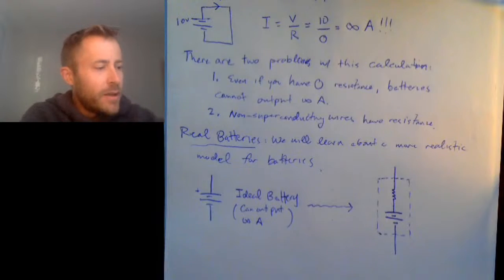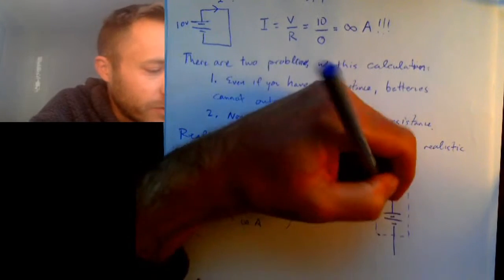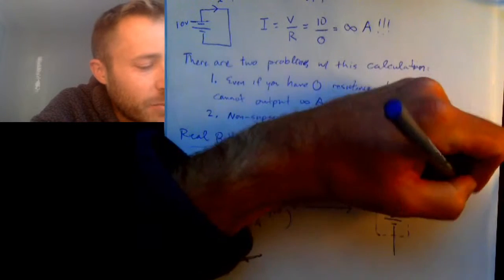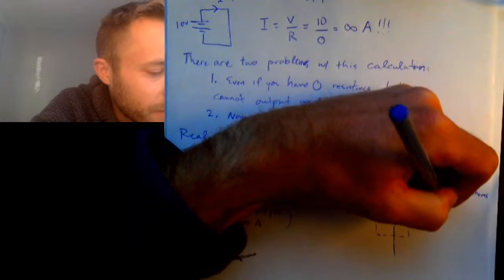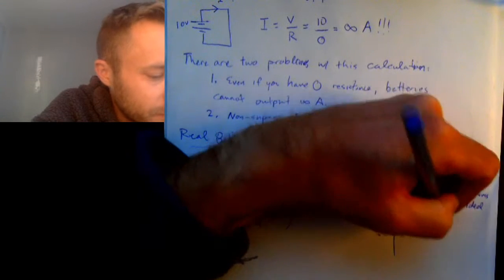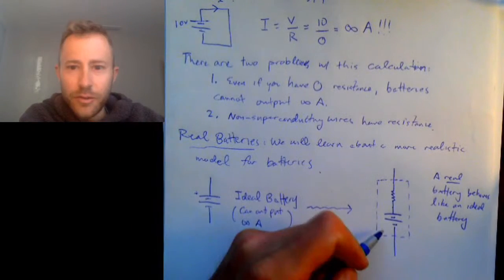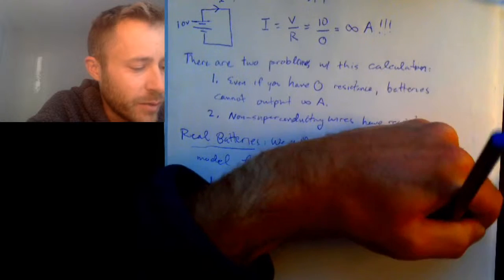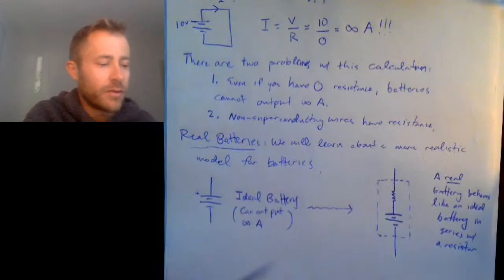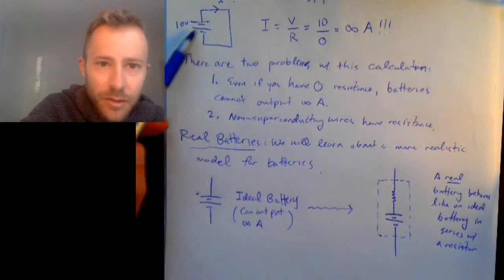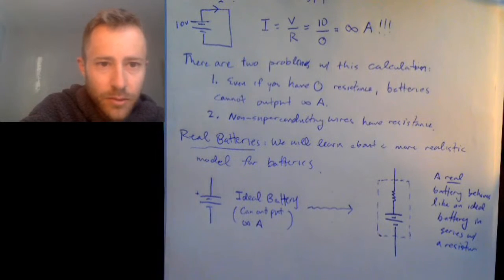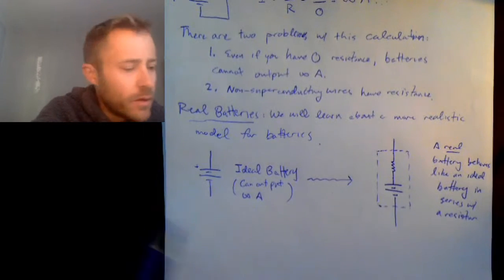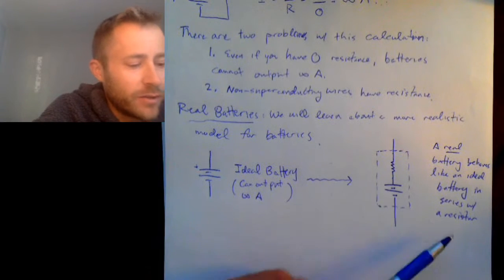So basically, a real battery behaves like an ideal battery. So this would be an ideal battery in series with a resistor. So this resistor has the effect of limiting the current, even if you have no external resistance. Okay. So a real battery behaves like an ideal battery in series with a resistor.